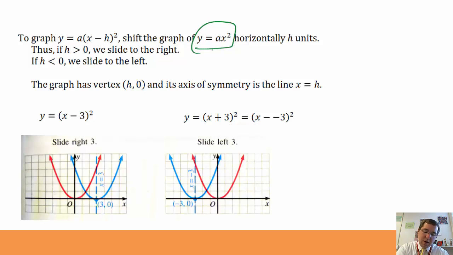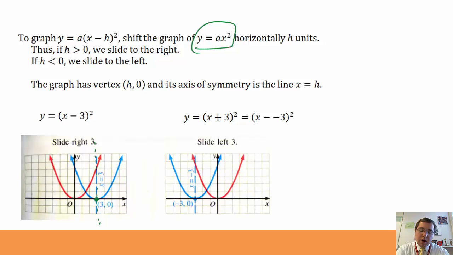So here's two examples. y equals x minus 3 quantity squared. I am subtracting off from x a positive 3, so I'm moving to the right by 3. Again, that's counterintuitive. You see a minus in there, you think you should be moving to the left, but you're actually moving to the right. The new vertex is here at 3, 0, and the axis of symmetry is the vertical line that goes through the vertex.